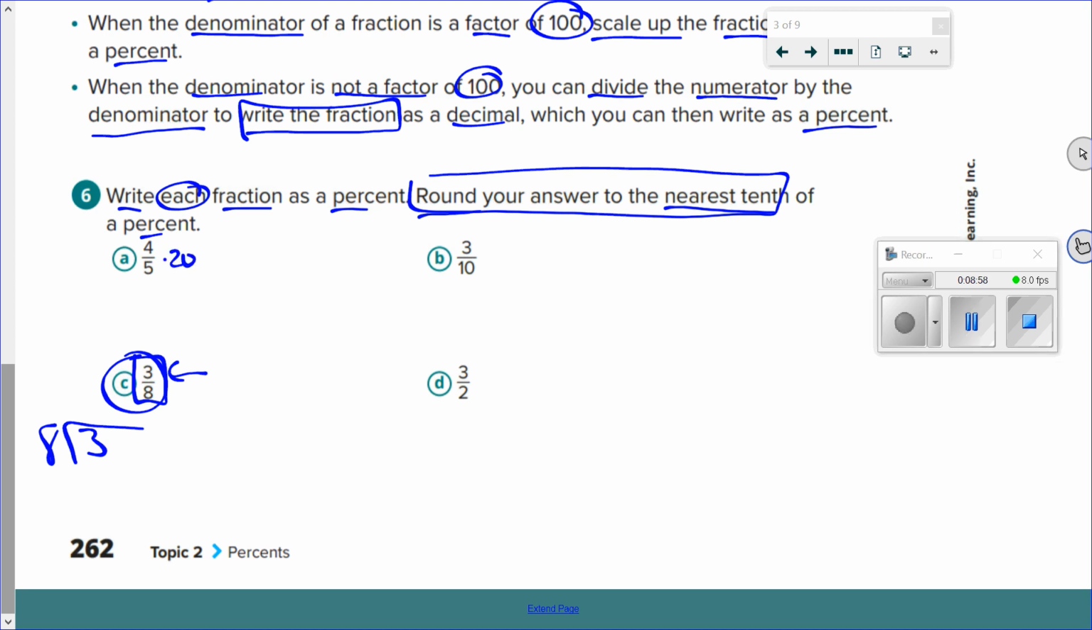Okay, number 4, part A, the easy one on this one, 5 times 20. But remember, if I do the denominator, I also have to multiply the numerator. That gives me 80 over 100. To change it into percent, I just drop the over 100 and put the percent sign.